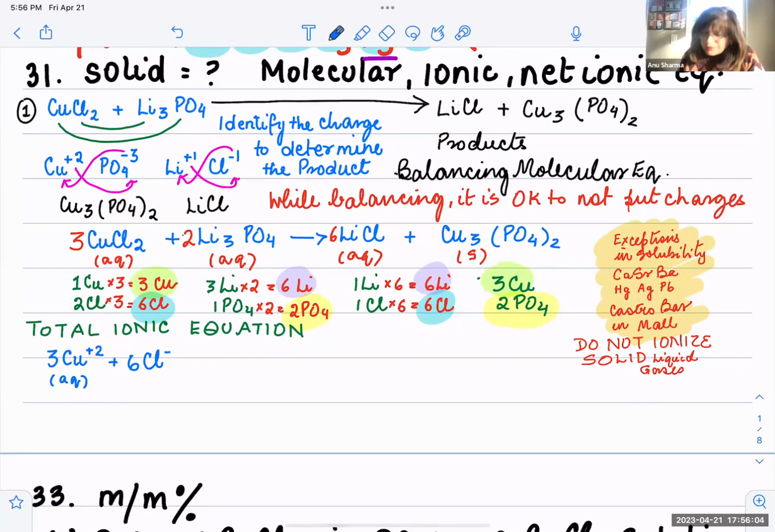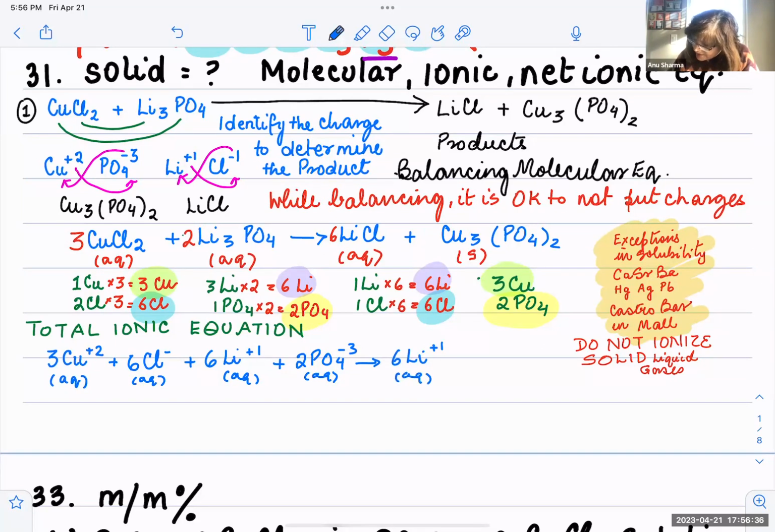So basically, whatever you did in the molecular equation, you just have to write this here. 6 chlorines are also, or chlorides are also soluble. Next comes the 6 lithiums. 6 lithiums plus 1 charge. Okay. Put here. 6 lithiums plus 1 charge aqueous plus 2 phosphates, PO4 minus 3 charge each aqueous. Okay, this gives you 6 lithium plus 1 charge aqueous and 6 chloride ions aqueous plus the copper phosphate remains as it is. So Cu3(PO4)2. This one is not going to ionize. Okay, this will remain as a solid.